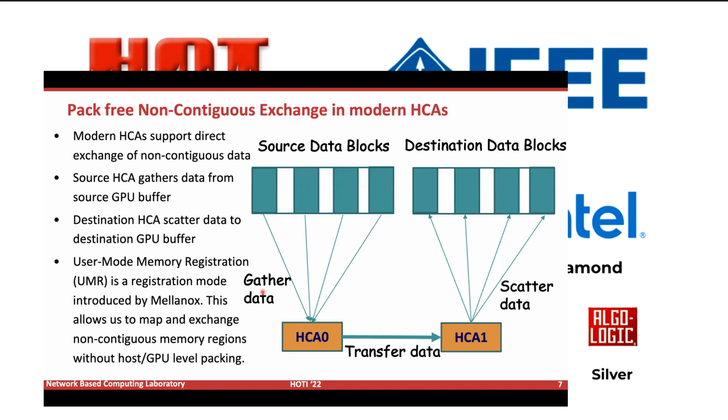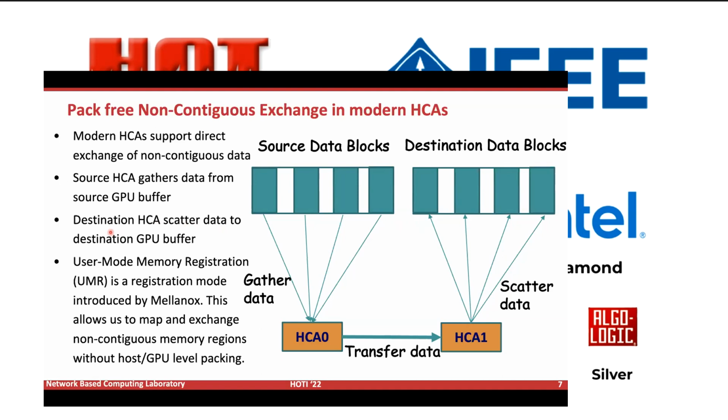Given that there is pack cost involved here, none of the past researchers have explored the possibility of avoiding these pack kernels completely and using the HCA to do such operations. So in this slide, we show that HCAs can directly gather data from non-contiguous memory regions and transfer the data, and they can scatter the data to the destination memory regions.